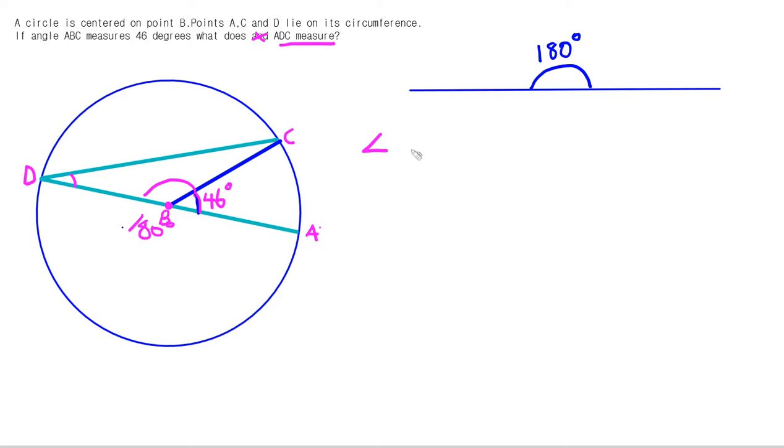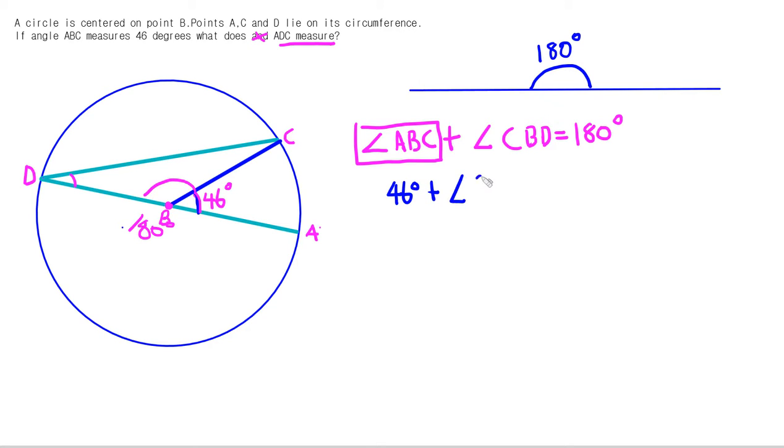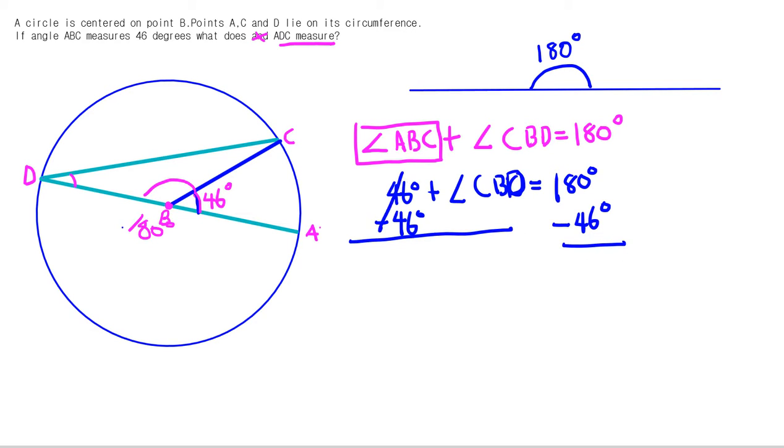Angle ABC plus the angle right over here, CBD, should be equal to 180 degrees. We know the value of angle ABC is 46 degrees. So 46 degrees plus angle CBD equals 180 degrees. We subtract 46 degrees from both sides to isolate the unknown, angle CBD. On the left side the 46 cancels out and only angle CBD is left. On the right side, 180 minus 46 is equal to 134 degrees. So angle CBD is equal to 134 degrees.